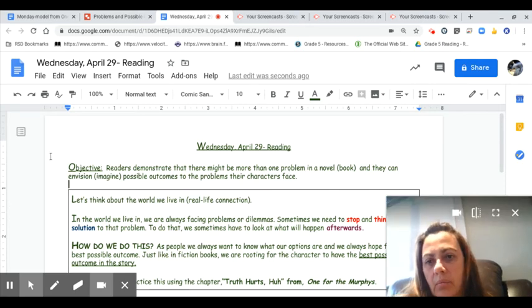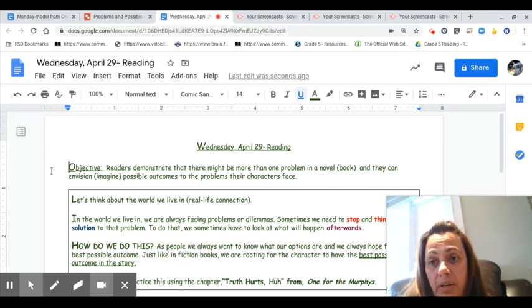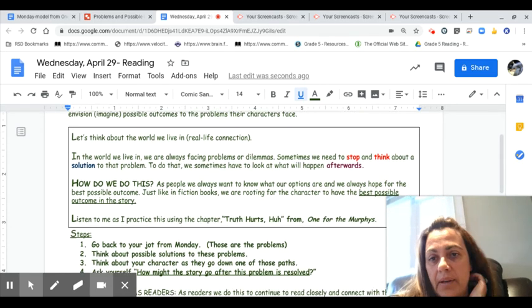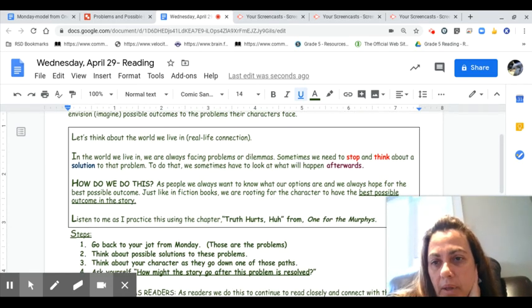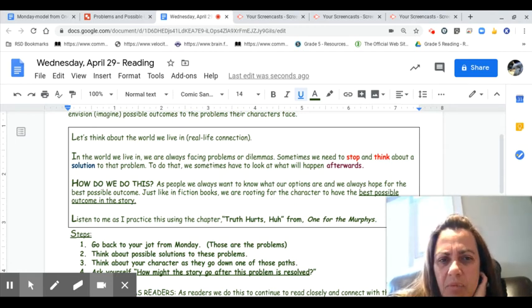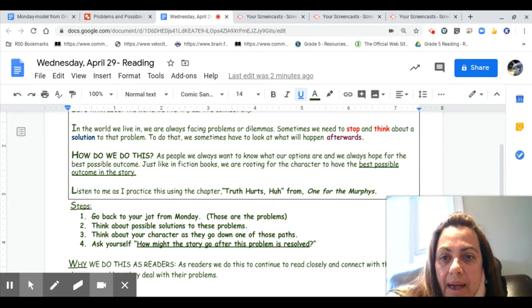Now, let's make this into a real life connection. Let's think about this in real life. In the world we live in, we are always facing problems or dilemmas, and sometimes we need to stop and think about a solution to that problem. But to do that, we sometimes have to look at what will happen afterwards. So, how do we do this? As people, we always want to know what our options are, and we always hope for the best possible outcome.